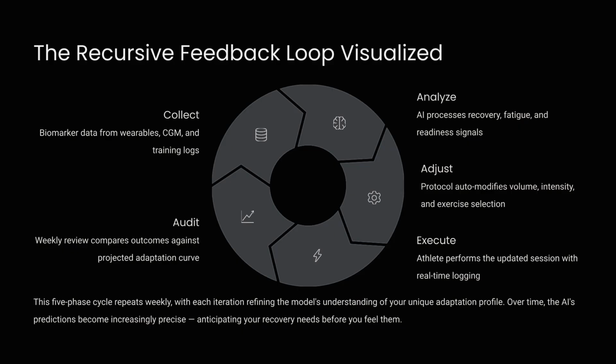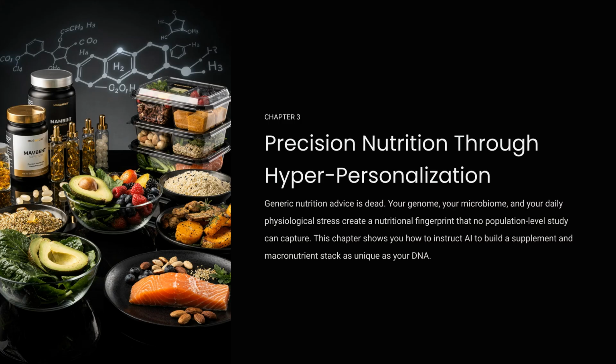This refines the model's understanding of your unique adaptation profile. Chapter 3 focuses on precision nutrition through hyper-personalization. Generic advice is obsolete. Your genome, microbiome, and daily stress create a unique nutritional fingerprint. Learn how to instruct AI to build a customized supplement and macronutrient stack.